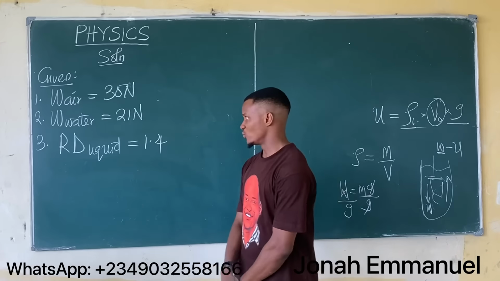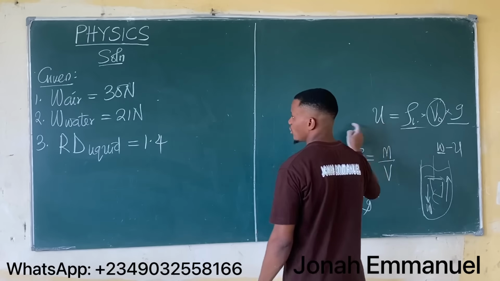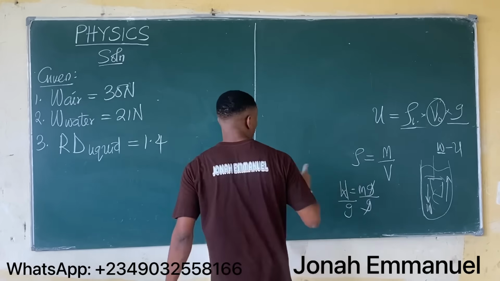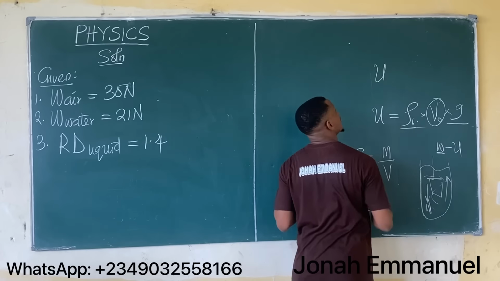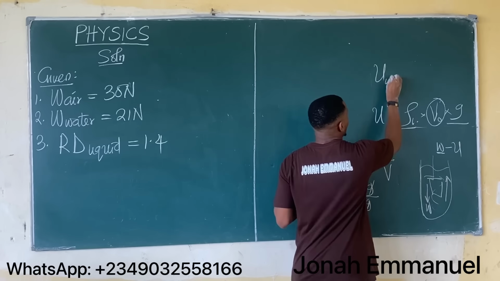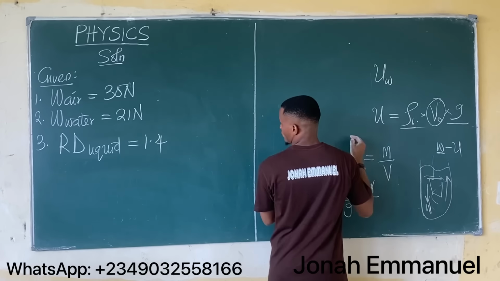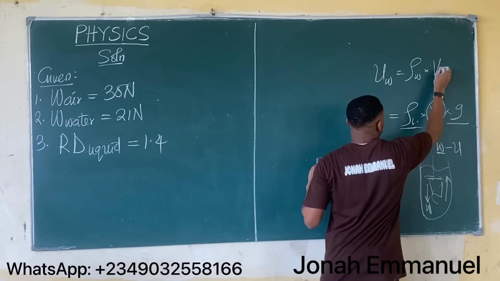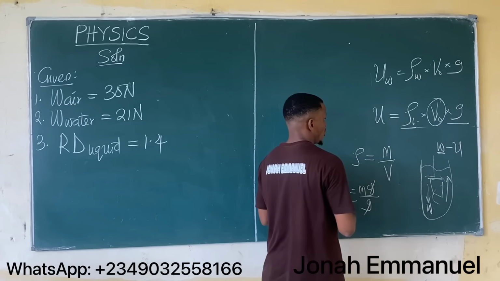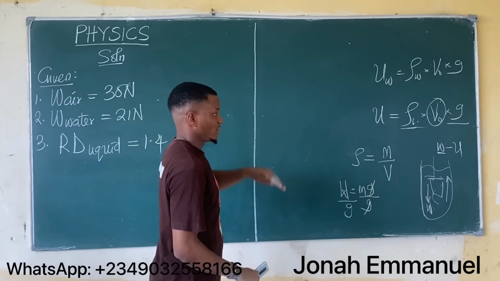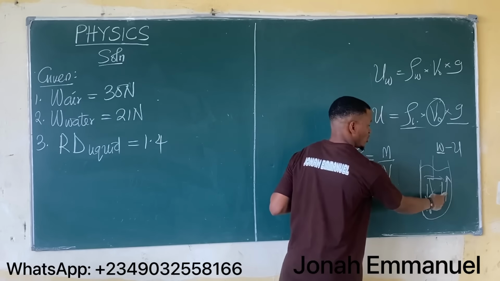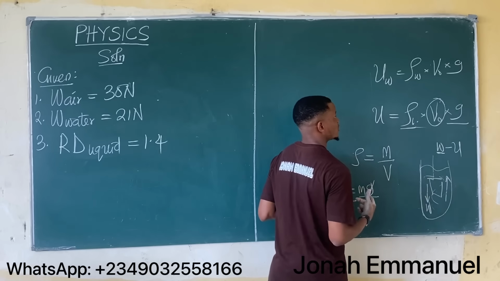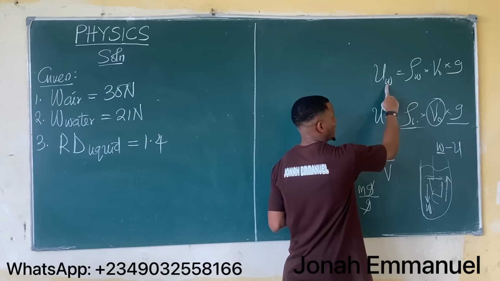So in that case, what do we do? We would instead use the upthrust. The upthrust of water on the object will be equal to density of water times volume of object times gravity. So in this case, we have two upthrusts. The first is the upthrust of the liquid on the object, and the second is the upthrust of water on the object. They said an object, so yes, object.